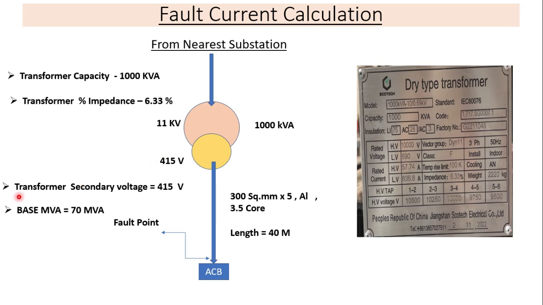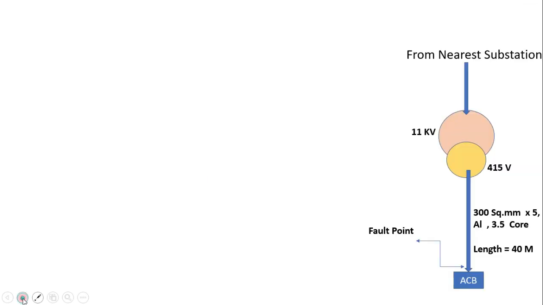Then the transformer secondary voltage is 415 volts, as you can see over here. Here we have considered generally 415. Then base MVA, we have considered 70 MVA. You can consider up to 100 MVA, but let's take the general practice. Here we have taken 70 MVA, and the cable size is this. Now let's move on to the next step.